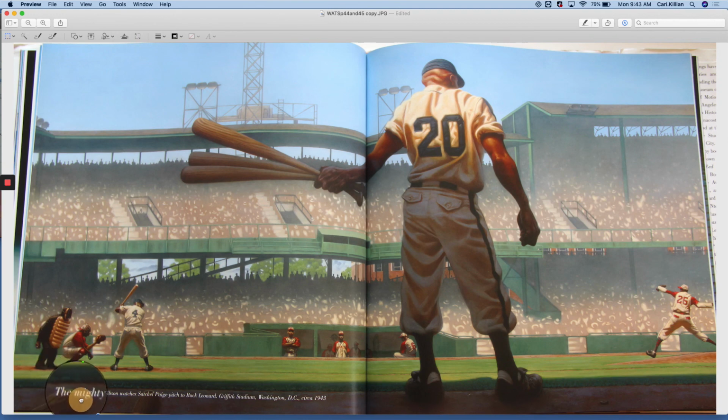Let's read it. The mighty Josh Gibson watches Satchel Paige pitch to Buck Leonard, Griffith Stadium, Washington, D.C., circa 1943. Circa means around. Right? Take a moment to look at this illustration and notice and wonder.